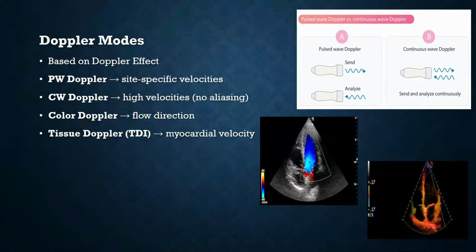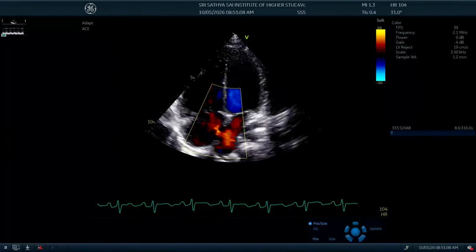Coming to color Doppler, it visualizes flow direction and patterns. Rule BART, that is blue away, red towards. Red indicates flow towards the transducer, where blue indicates flow away from the transducer.